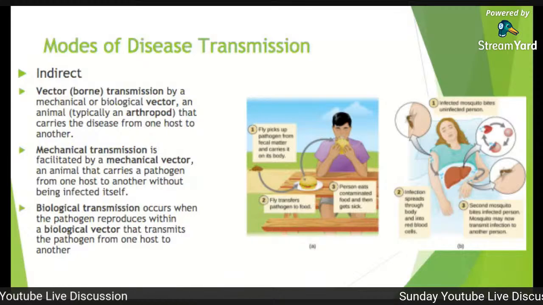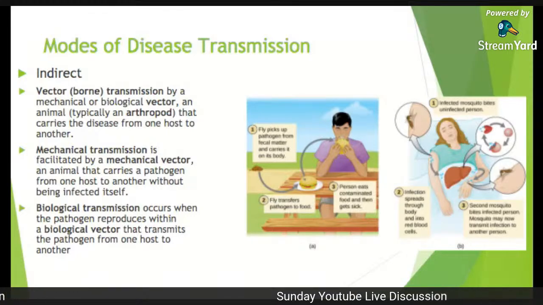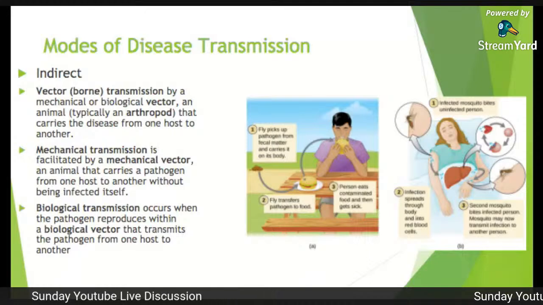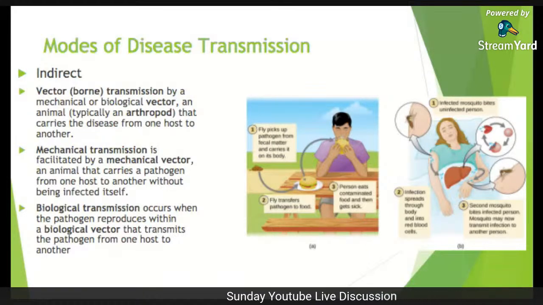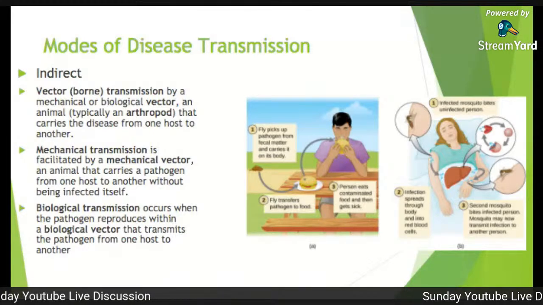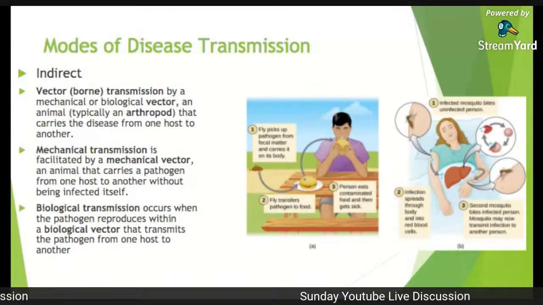They are what are called mechanical vectors, which means they can actually transmit bacteria on their feet. They also regurgitate when they land on things. What they do is they regurgitate and then they eat that food back up. When they regurgitate, there may be bacteria in there that they're actually putting on your food, and it can make you sick.